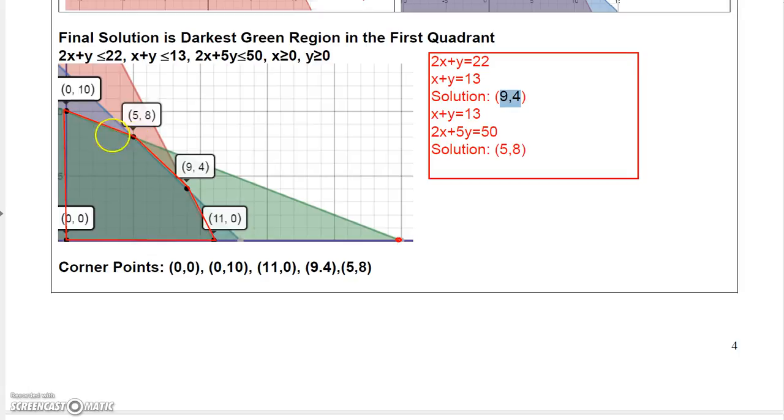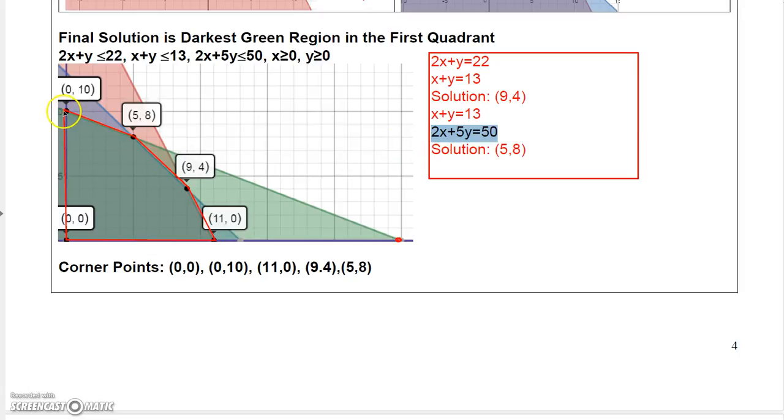Now this other corner point is the intersection of the green line and the blue or purple line. We know the purple line is x plus y equals 13, and the green line is 2x plus 5y equals 50. So now I have to solve that system. Again, you can solve that system using matrices, or you can use the elimination or addition method. Or maybe you could solve for y here and then plug it back in here and use substitution. Again, I don't care, but you have to find out where these two lines intersect in order to get the solution. And so they intersect at the point 5, 8. And you can check it. 5 plus 8 is 13. And then 2 times 5 plus 5 times 8 is 50.